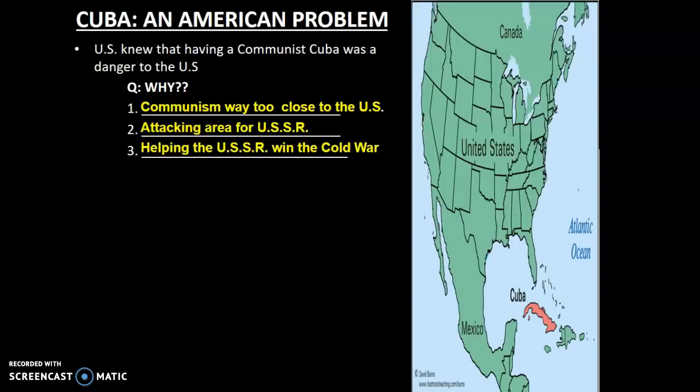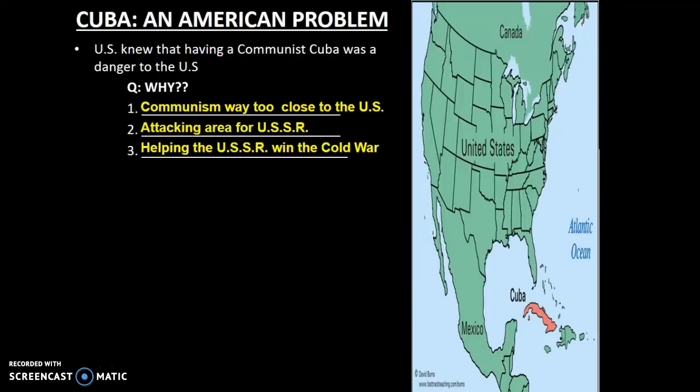Not only is communism so close to home, but the United States also realizes that Cuba could allow the USSR to come into Cuban territory. If the USSR can come into Cuban territory, then now the USSR has a close area from which to attack the United States. This is a huge problem.